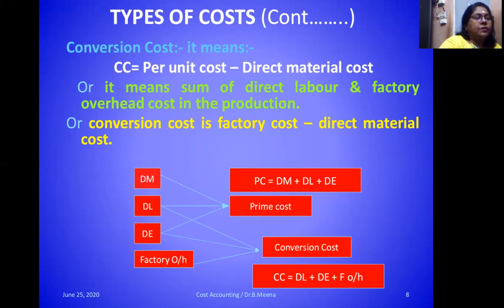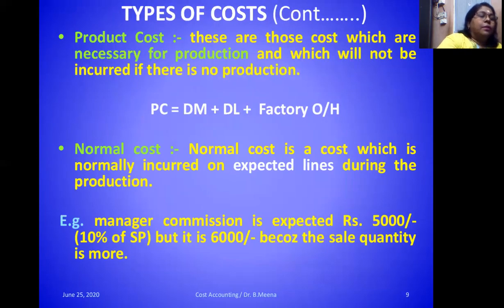Okay. The next is product cost. What do we mean by product cost? These are the costs which are very necessary for production, and which will not be incurred if there is no production. If the production is nil, the product cost also will be nil. So product cost is the combination of direct material, direct labor, and factory overheads.